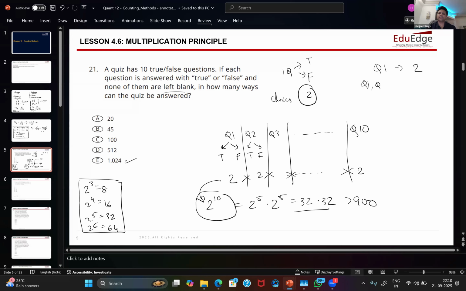If there are 2 questions, what will be the combinations? Both can be marked as true, one of them can be marked as false, or both can be marked as false. So there are 4 outcomes, which means 2 cross 2, which is 4. And if we keep generalizing like this, if we have Q1, Q2, Q3, it becomes 2 cube, and so on and so forth.